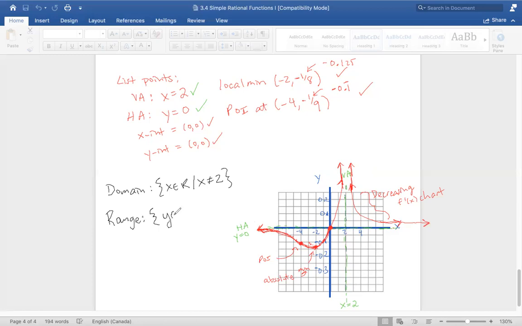And for my range, take a look, y belonging to the set of real numbers. y is going to continue on positive, y is going to continue on here, but it's actually never going to get less than -0.125 or -1/8, right? So I'd have to say that y is greater than or equal to -1/8.